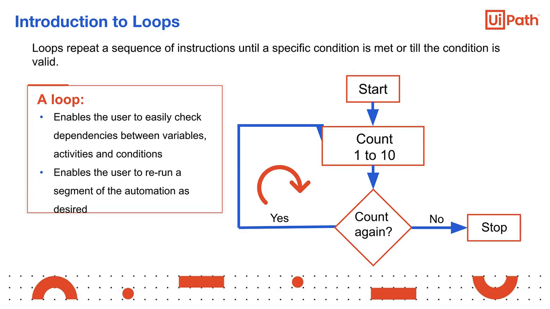Loops represent an important part of automation as they enable the user to easily check dependencies between variables, activities, and conditions. Once created, they enable the user to run a segment of the automation for a specific number of times until a condition is met or indefinitely.